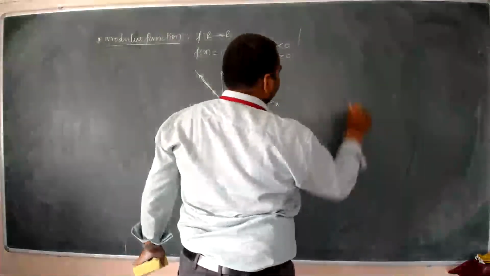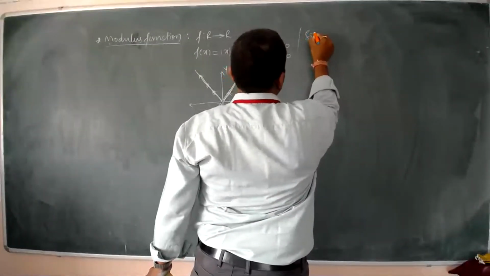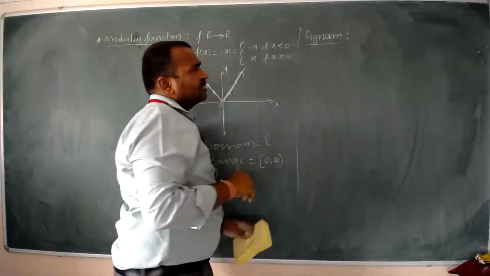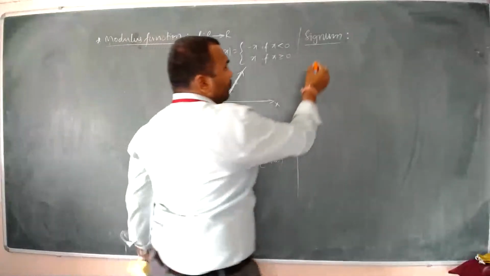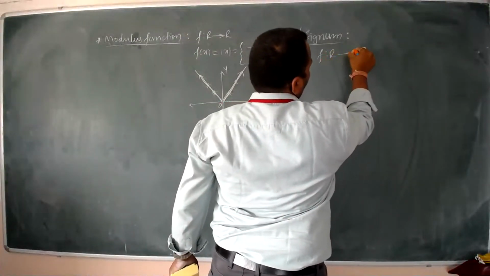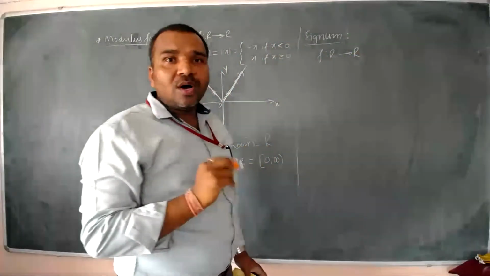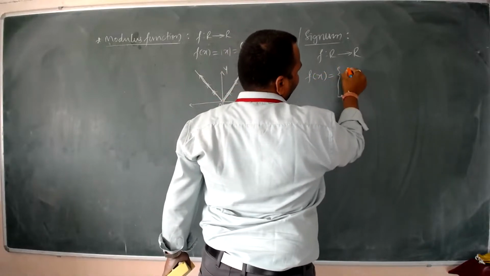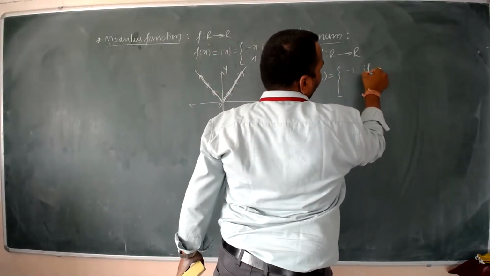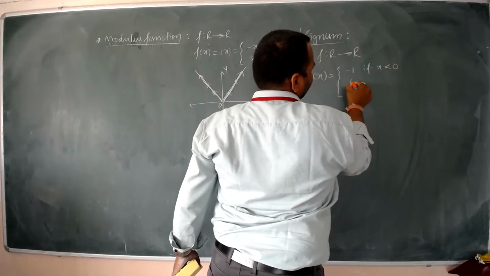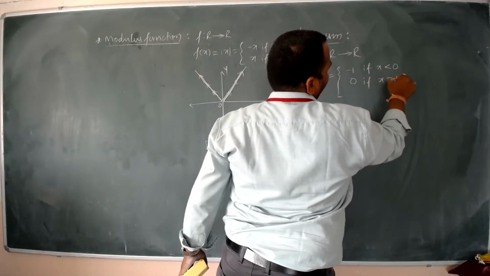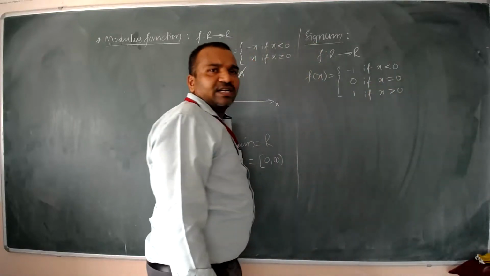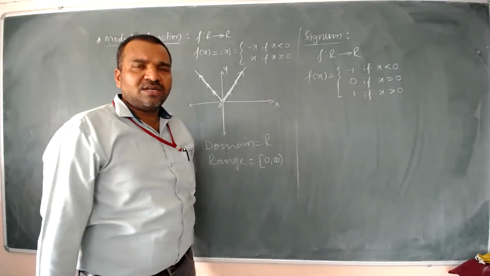Next, go for the signum function. A function f from R to R defined by f of x is equal to minus 1 if x is less than 0, 0 if x is equal to 0, and 1 if x is greater than 0. This is the definition of the signum function.